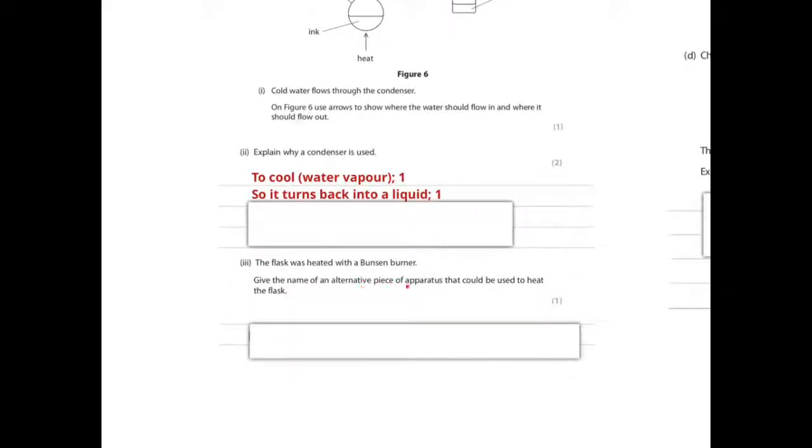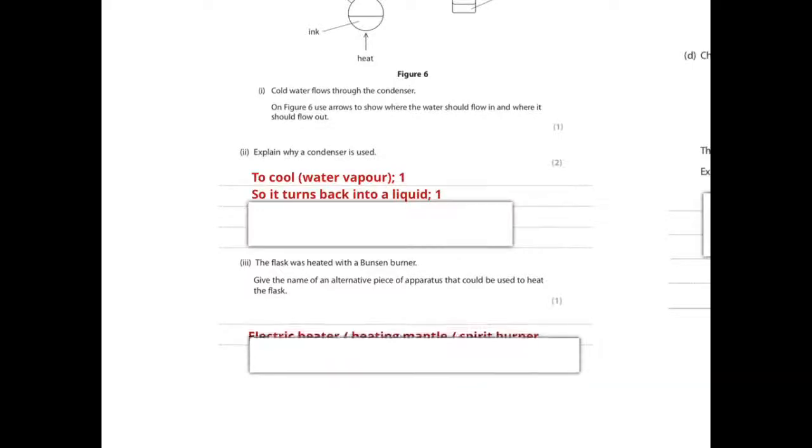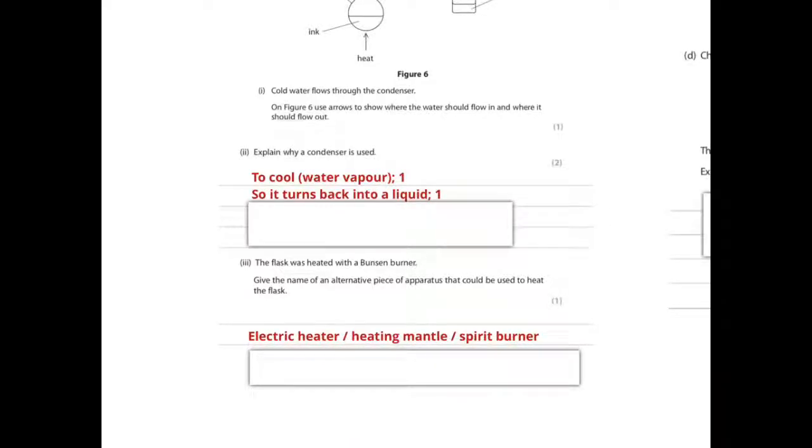Next, it says the flask was heated with a Bunsen burner. Give the name of an alternative piece of apparatus that could be used to heat the flask. So you want something which reaches a very high temperature or a reasonably high temperature. So an electric heater would be a good one. That's what we use in a lab in class demos. A heating mantle, you could say, and a spirit burner. If you forget, an alternative to a Bunsen burner is a spirit burner, but the best thing is an electric heater. You just need to remember that. A water bath would not be suitable because it doesn't reach a high enough temperature. Obviously, if you put a water bath to 100 degrees, it evaporates itself.